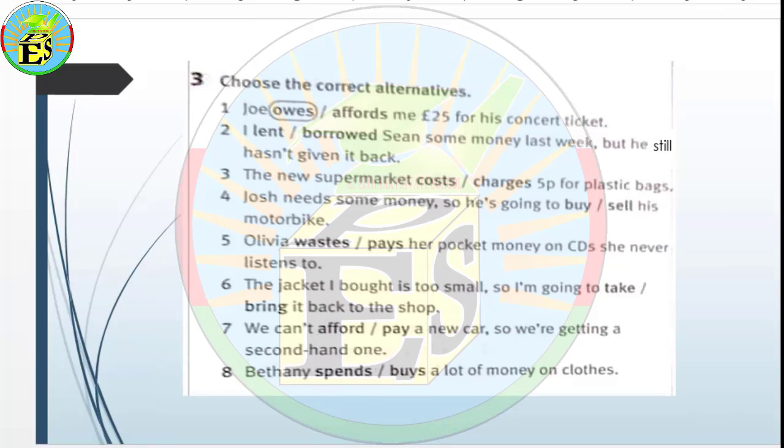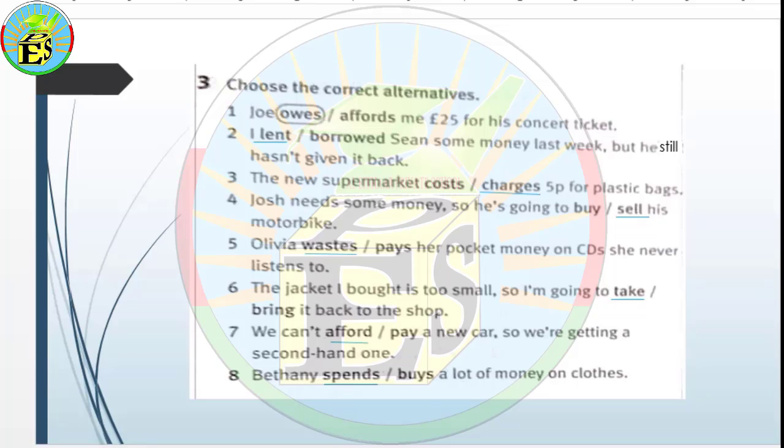Number 3. Choose the correct alternatives. Actually, we have here 8 sentences. In each one, we have 2 options. So please read and choose the correct one. Go ahead, all the best. Have you finished? Okay, let's check your work.